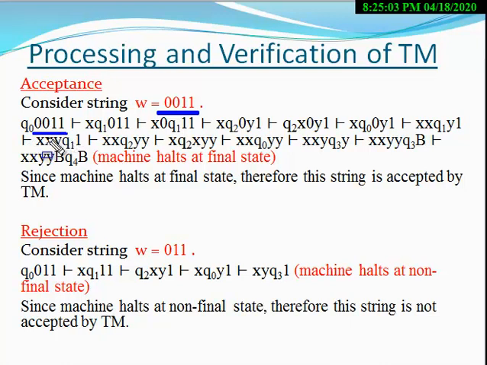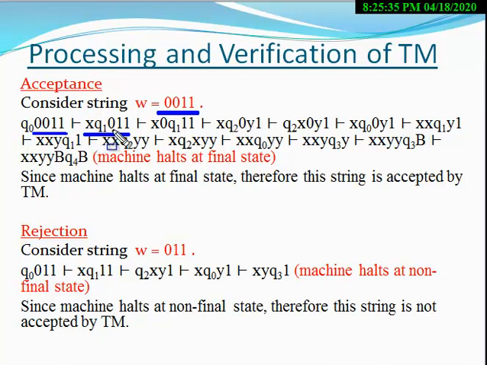Clearly, according to the transition rule of the Turing machine, when at the state Q0, the input symbol 0 appears, the machine changes its state and 0 is replaced by X and the machine moves to the right direction. So when this transition rule is applied, the next ID becomes this. State changes from Q0 to Q1, 0 is replaced by X and it moves to the right direction.